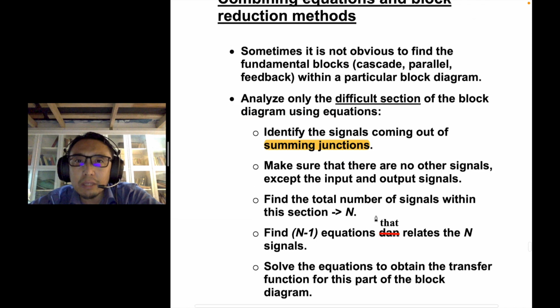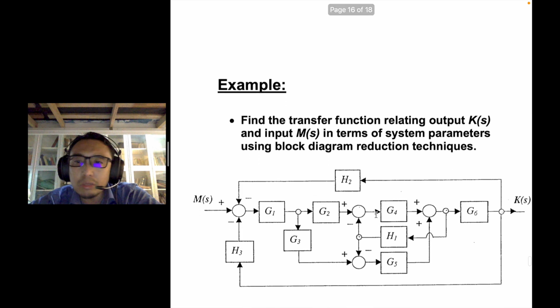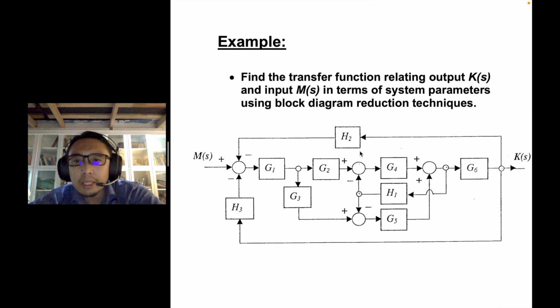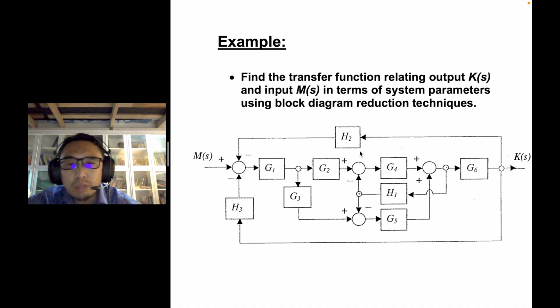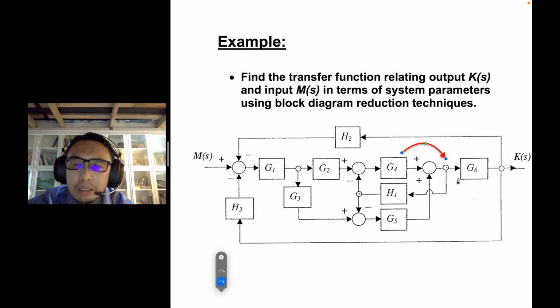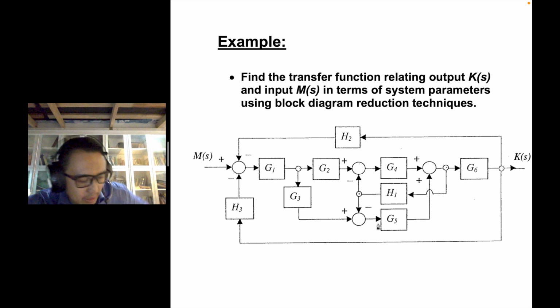So I'll illustrate this part of the notes using one example. This is a kind of difficult example where it is not obvious where you want to move the blocks. Sometimes even if you move some blocks, like for example here, you want to move it here, it doesn't really show whether it's parallel, feedback, or cascade form. Okay, and then you have a split here, so it looks very difficult in this case if you want to apply the previous rule in this kind of example.